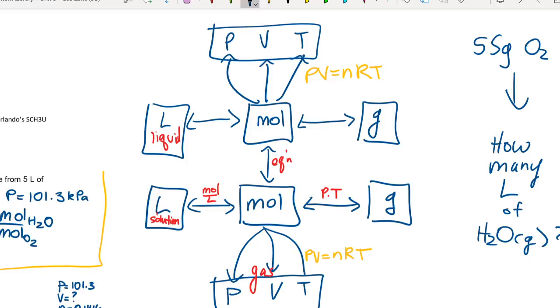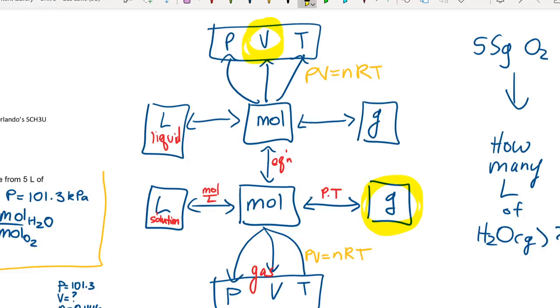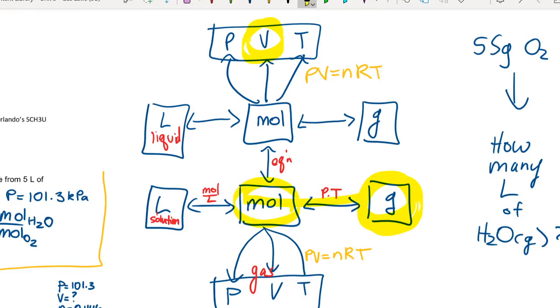Okay, so let's look. We are starting with a mass. I am starting with a mass of one thing, and I want to get to how many liters, the volume of another thing. It means I'm starting here, and I want to end up here. Can everyone see that? So how do I do that? Well, to go here, first I'm going to know how many grams of oxygen I have. Then I'm going to know how many moles of what?